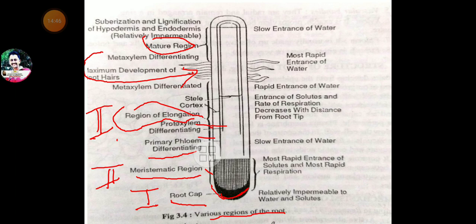Now friends, after getting an idea about the various regions of the root, we have to get an idea about which type of region is helping in fast absorption of water, slow absorption of water, fast absorption of solutes, and slow absorption of solutes.